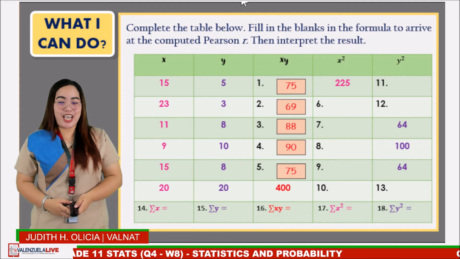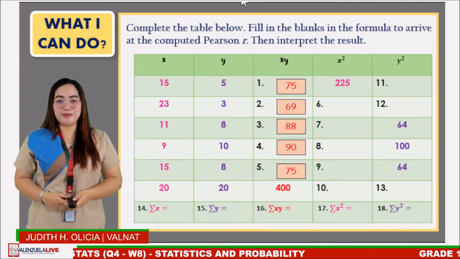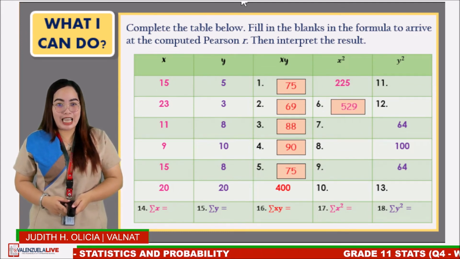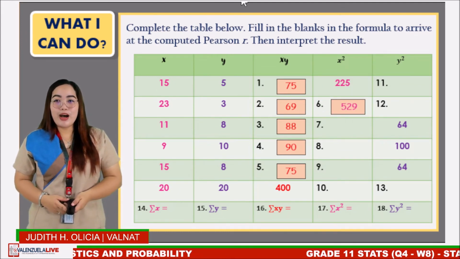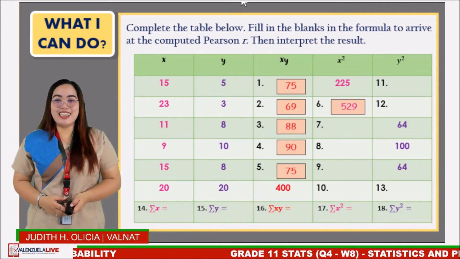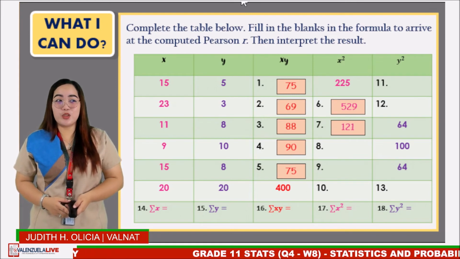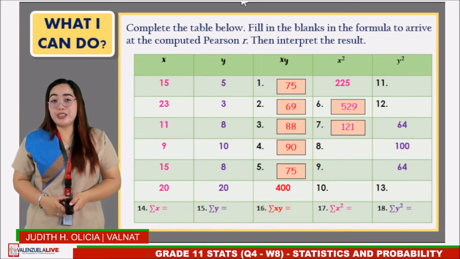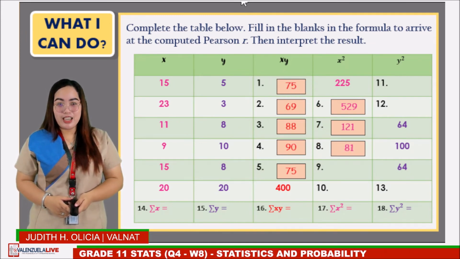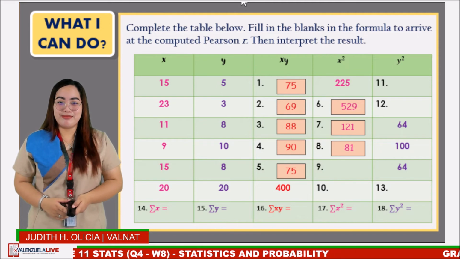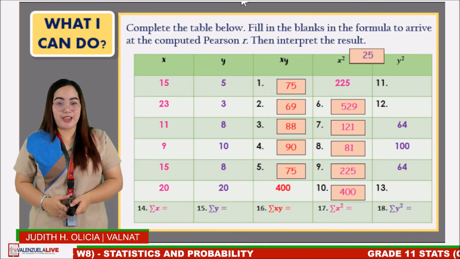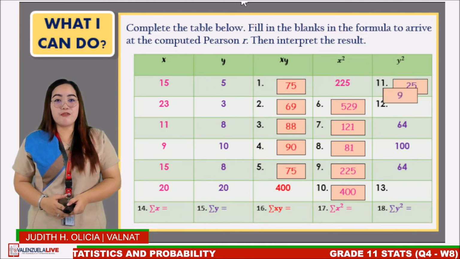Second, let us get the square of each element of X. What do you think is the answer for number 6? Yes, it is 529. How about for number 7? Very good. It is 121. And for number 8, we have 81. How about for number 9? The answer is 225. And for number 10, we have 400.